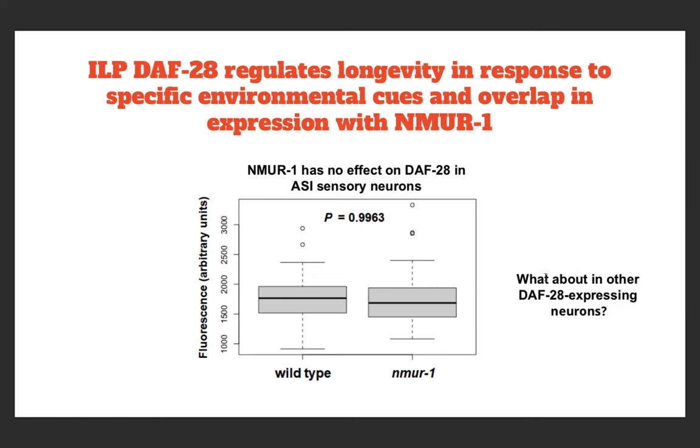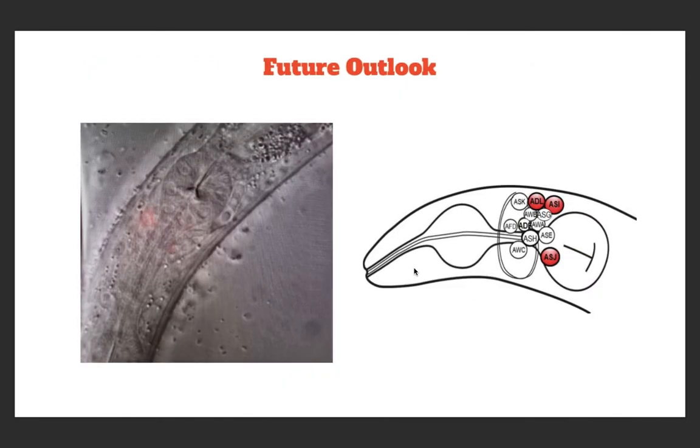However, what about the other DAF28 expressing neurons? To explore this question further, I will be looking at ASJ, which is a longevity-promoting neuron, and also at ADL. This is an image from one of my analyses where the ASI neuron is being lit up in red, which is right next to ADL. If there is a difference in expression observed between the wild type and the NMUR1 mutants, it will prove the hypothesis correct that NMUR1 does indeed act through ILPs to regulate the activity of DAF2.